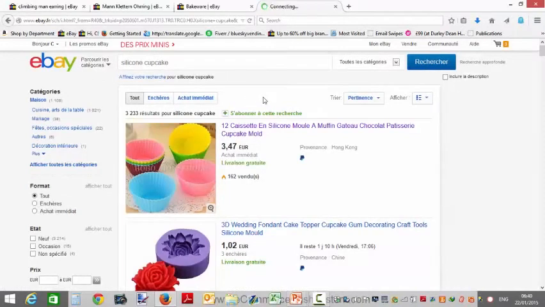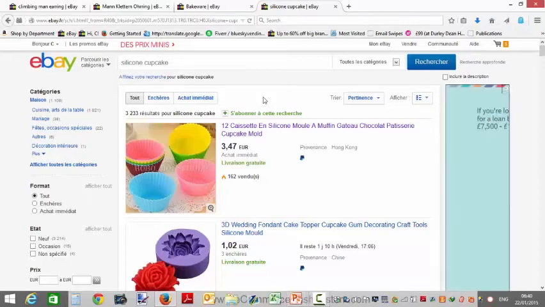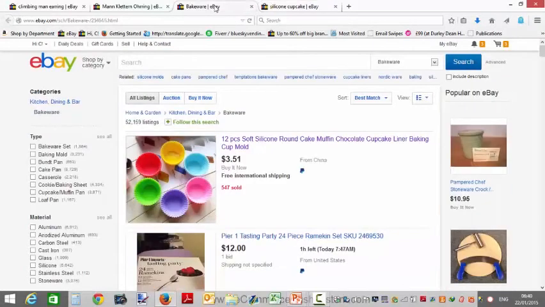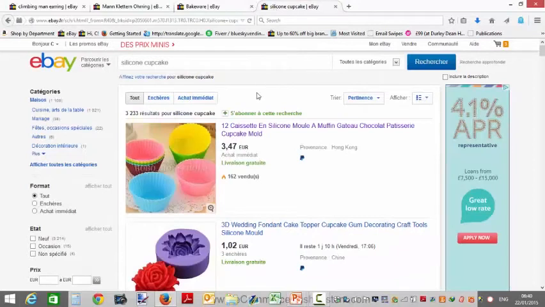So you'd have a similar sort of product, 12 silicone cupcakes. So these are selling for €3.47 as opposed to $3.51. So the exchange rate is about $1.02 — what we have is essentially a listing here that's selling for $4.16, as opposed to the American listing for $3.51. Now there's a lot of examples like this.